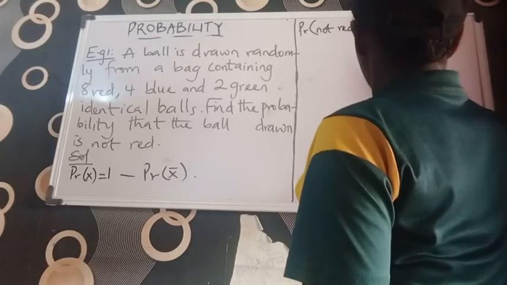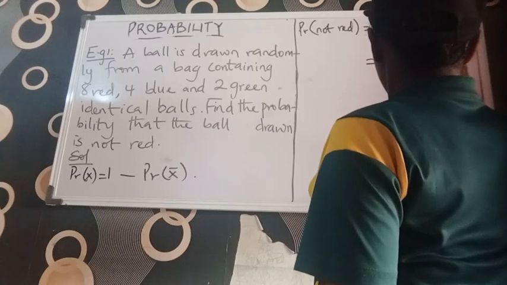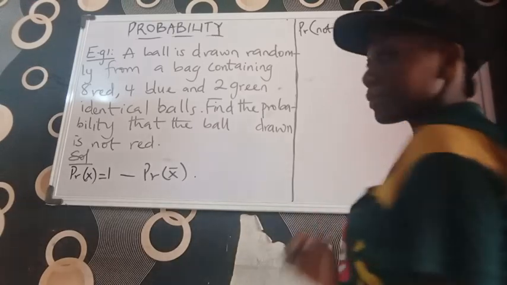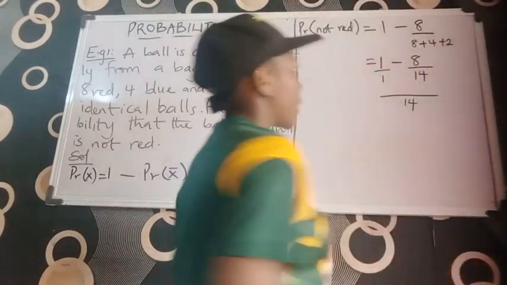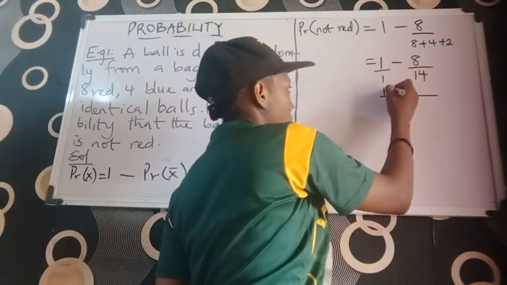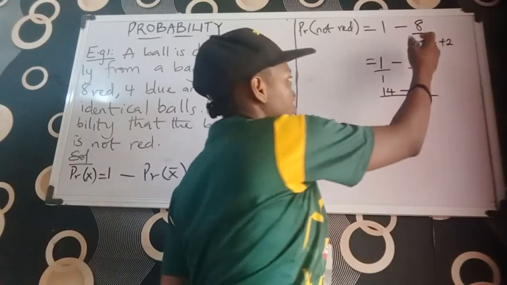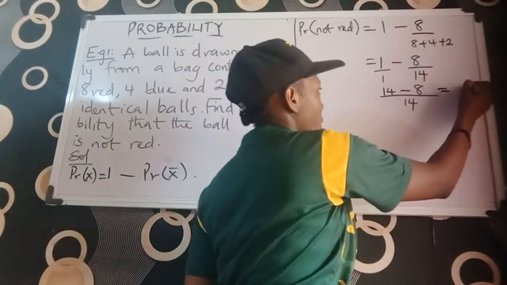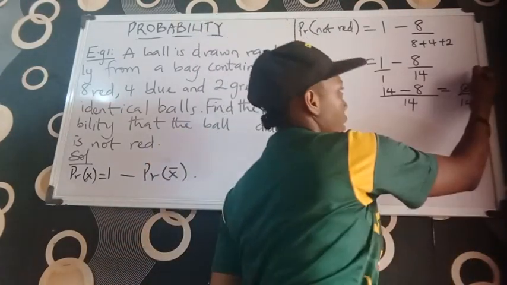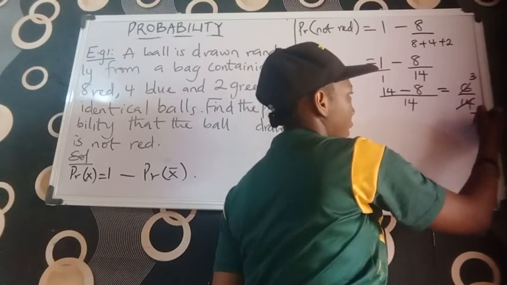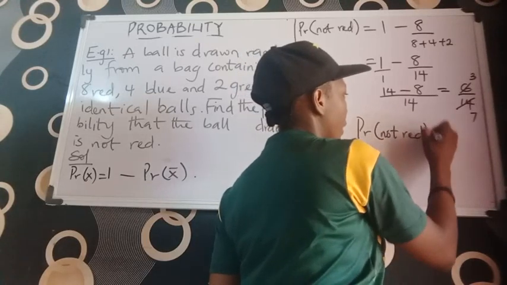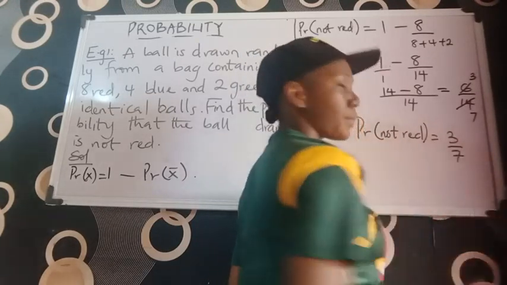And that will give us 1 minus 8 over, when you add all these things together, 14. So we look for the LCM. The LCM is 14. So 1 into 14 is 14, 14 times 1 is 14, 14 into 14 is 1, 1 times 8 is 8. So when we subtract, we have 6 over 14. When we reduce it, 2 into 6 will give us 3, 2 into 14 will give us 7. So therefore, the probability of not red is equal to 3 over 7.